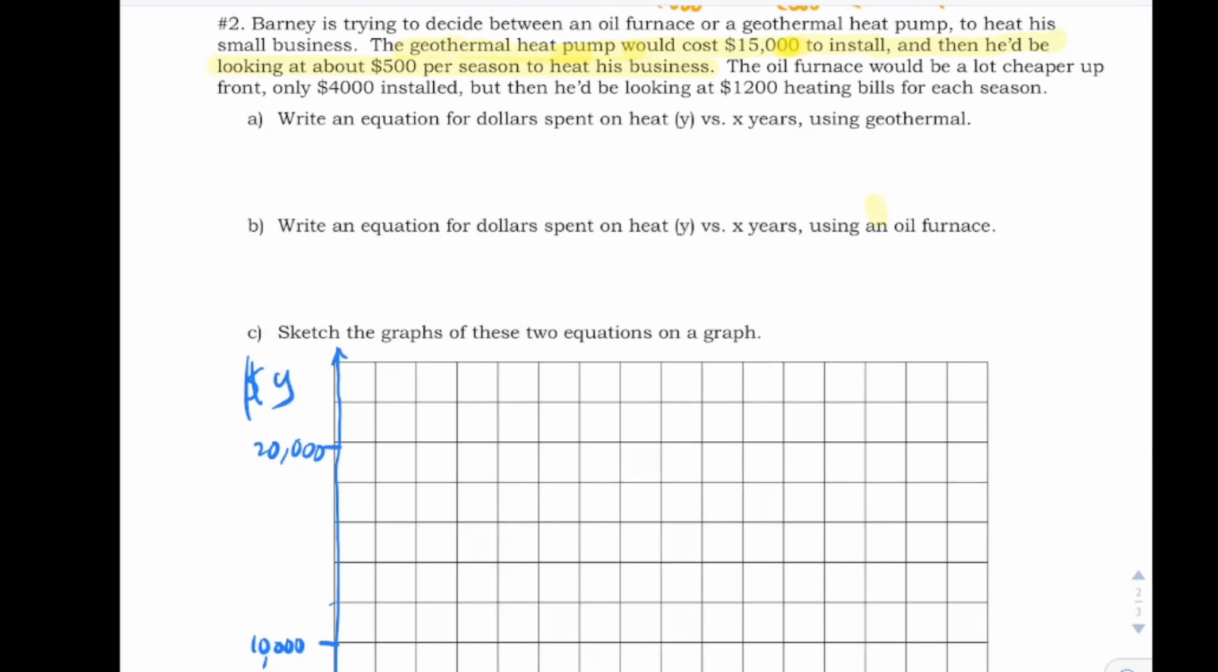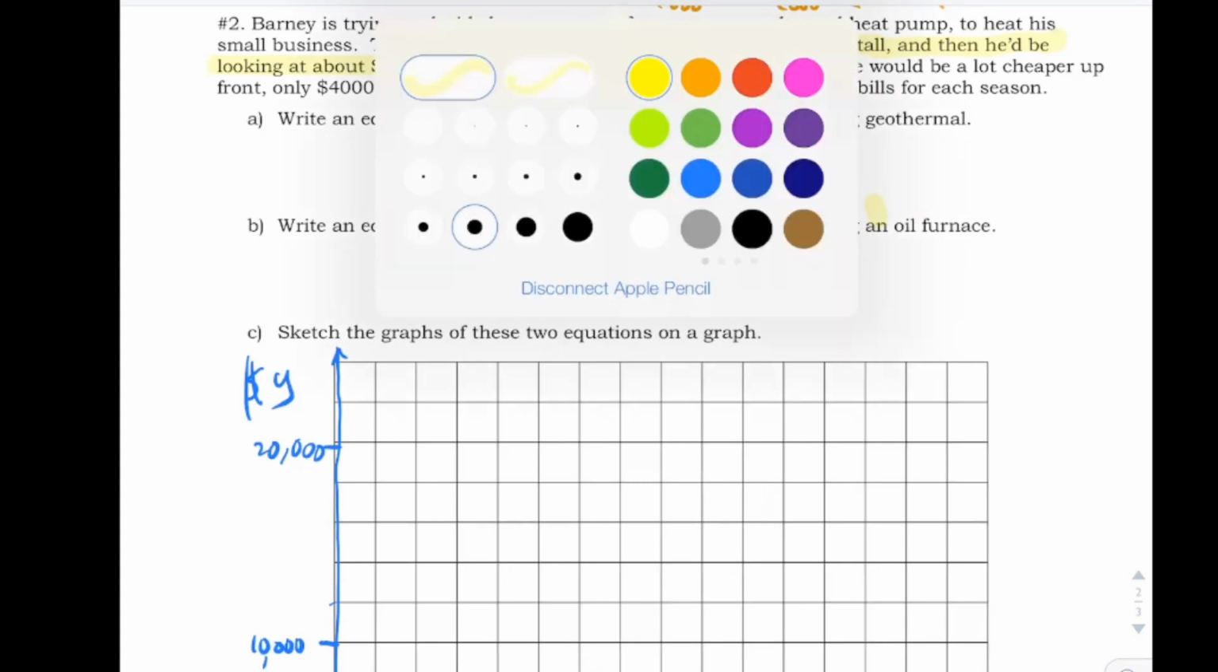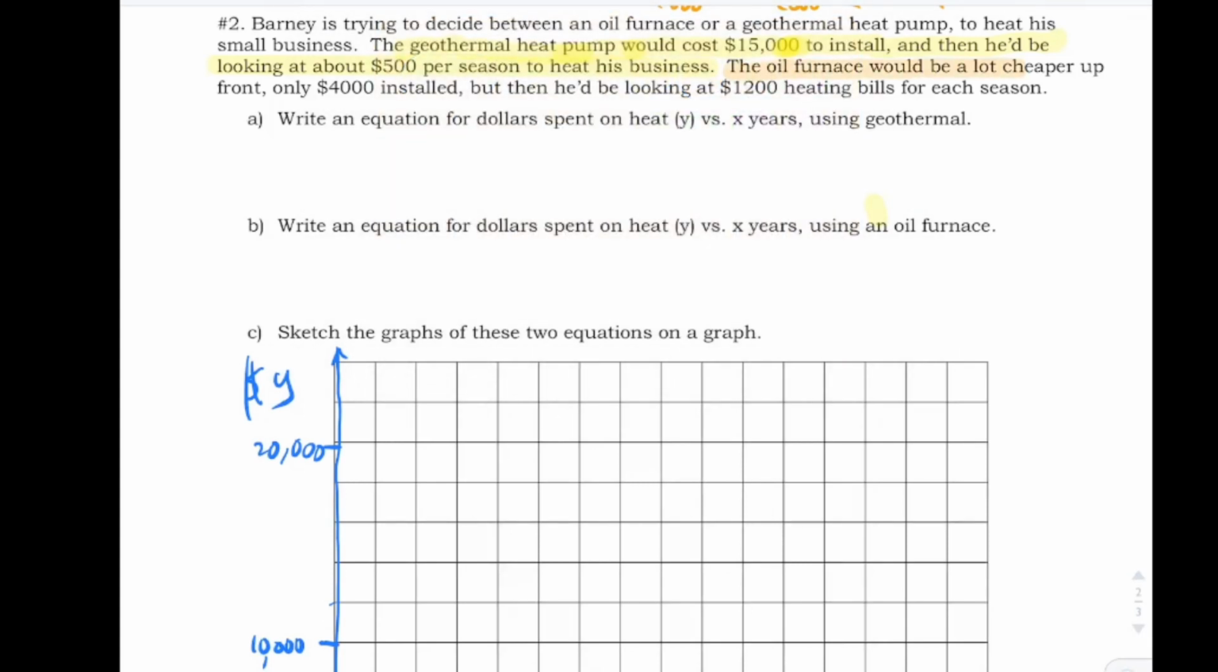The oil furnace, on the other hand, is a lot cheaper up front. Only $4,000 installed. They'll probably even call it a high efficiency oil furnace too, just to help you be happy with your decision. But then you'd be looking at maybe $1,200 for a season of heating. So not $500, but $1,200. That's quite a difference in the per season cost.